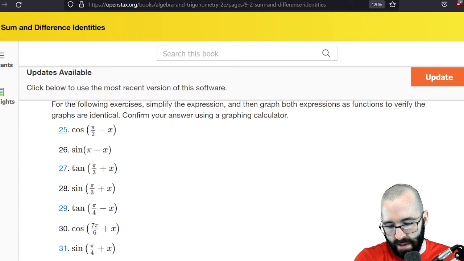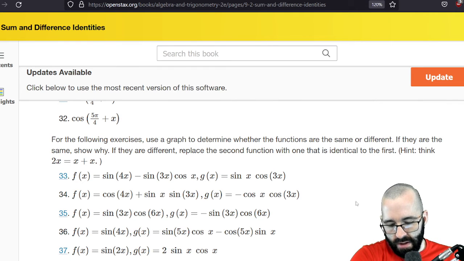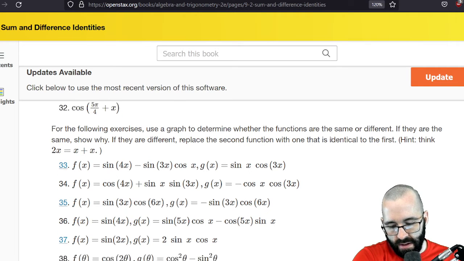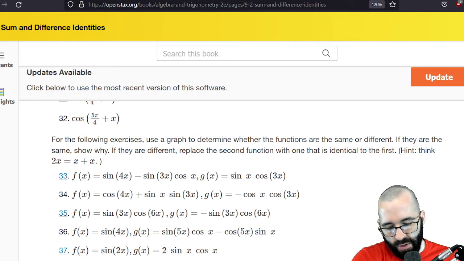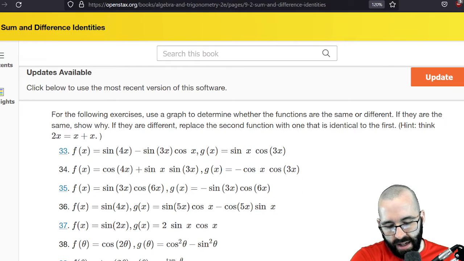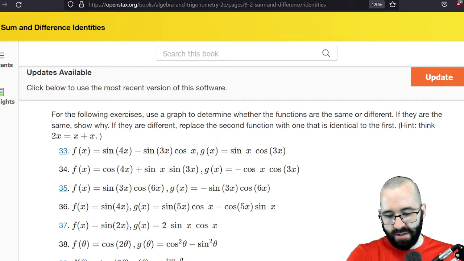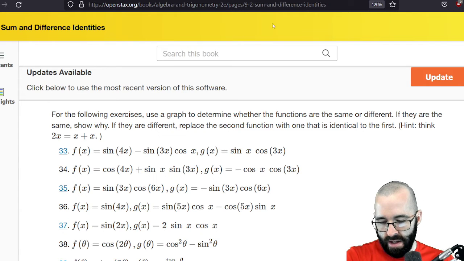34. And let me actually just double check real quick that we did do everything it wanted us to do. I think we did. Simplify, check. Graph both expressions, check. Confirm they're identical, check. Now 34, use a graph to determine whether they're the same or different. If they're the same, show why. If they're different, then replace the second function with something that's identical to the first. So we're going to start by using a graph.